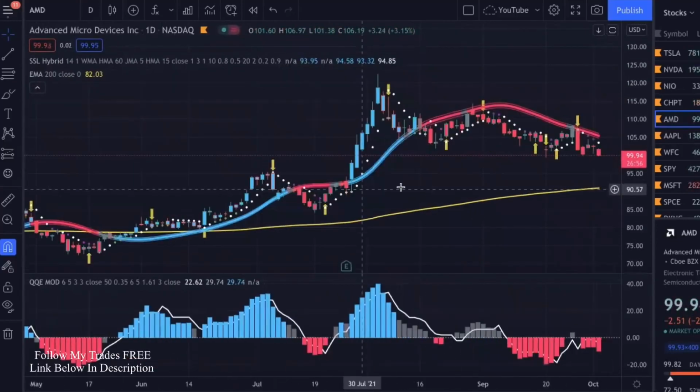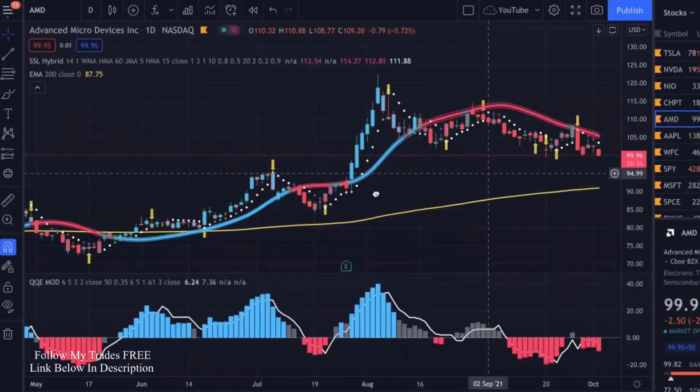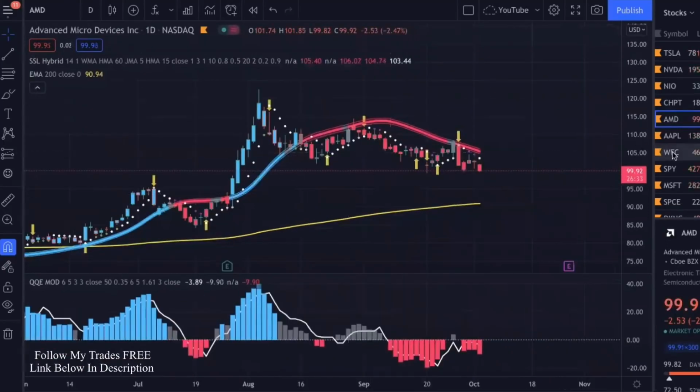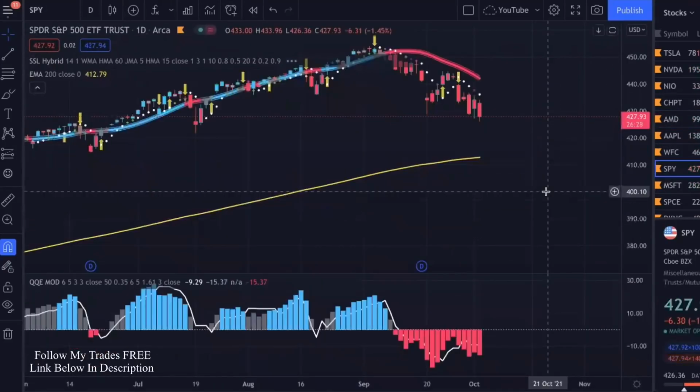And that's what this strategy is. It uses the SSL Hybrid and the QQE Mod. What it actually does is combine the Supertrend, and if you've watched my Supertrend indicator strategy, I love that strategy as well. So this combines the Supertrend, the Parabolic SAR, and the MACD into one big indicator that helps you just look at all that data. It's amazing.